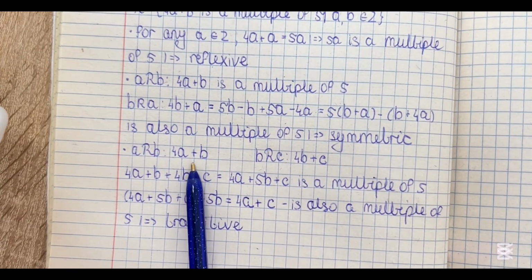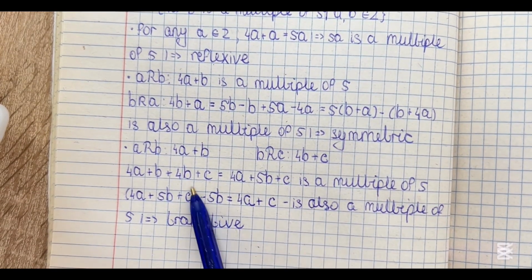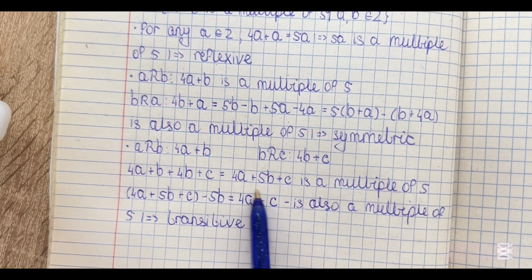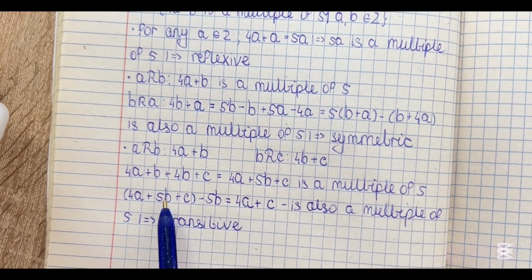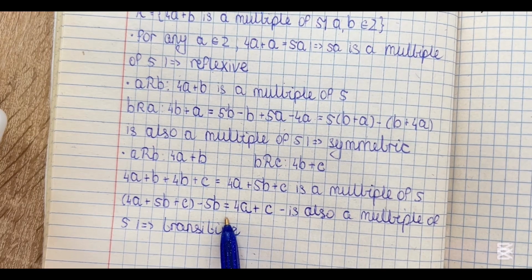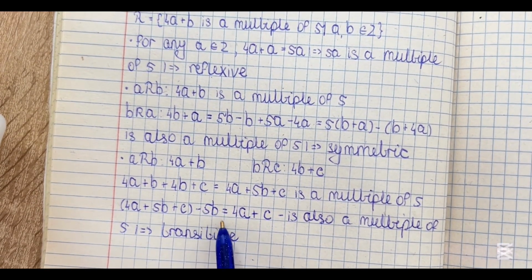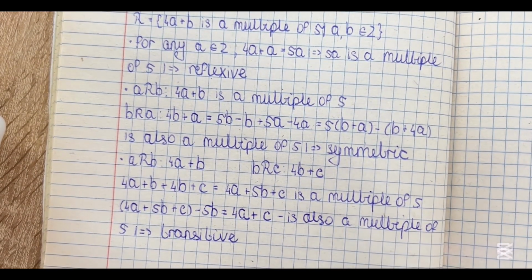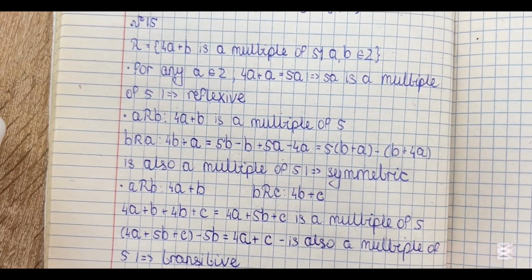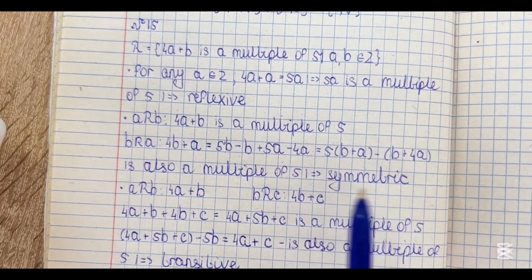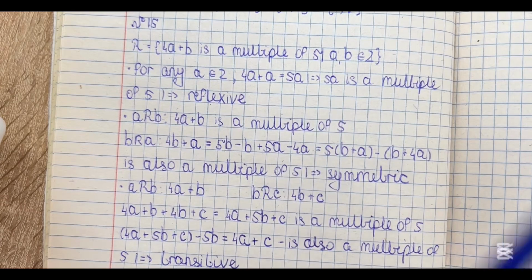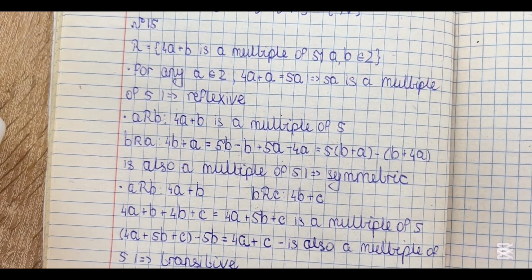Both these expressions are multiples of 5, and if we sum them up, their sum will also be a multiple of 5. Then we take this sum and subtract 5b. If we subtract a number that is also a multiple of 5, our final result will also be a multiple of 5. That's why our relation is transitive. So the relation is reflexive, symmetric, and transitive. That's why R defines an equivalence relation on Z.